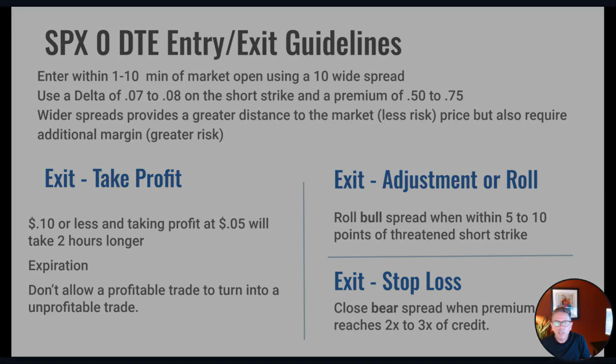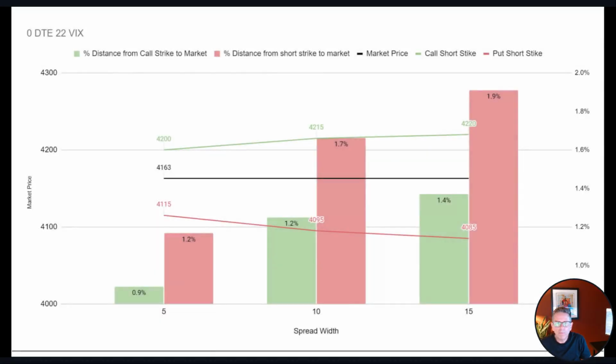Okay, so let's look at an example of how these trades and how far they are from the market when you put these on. So the green ones are call options, and the red ones are put options. You can see here there's a lot more distance to the market typically, and this is with a VIX of 22. It's about 1% and 1.2% compared to 0.9%.